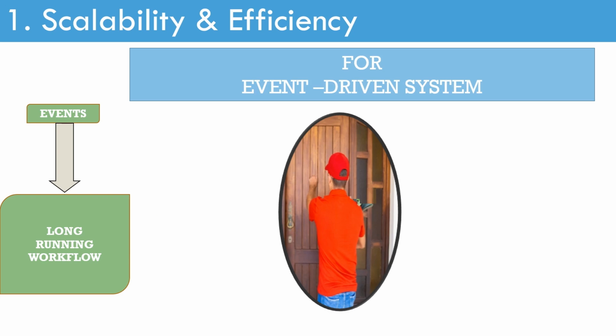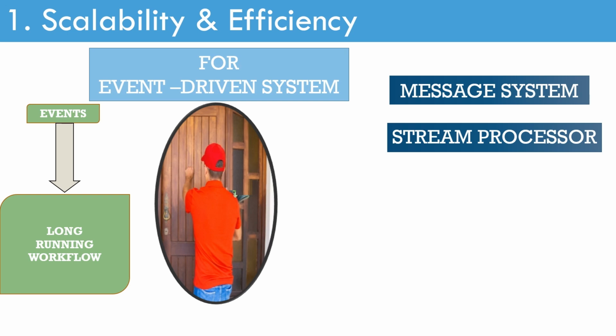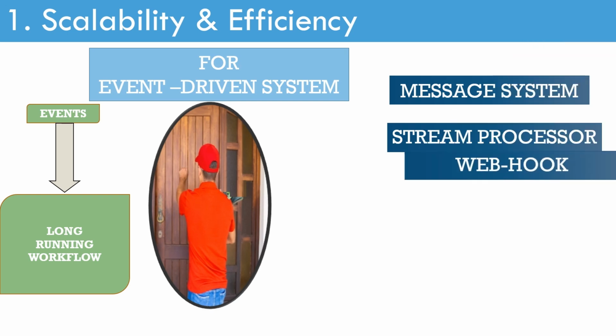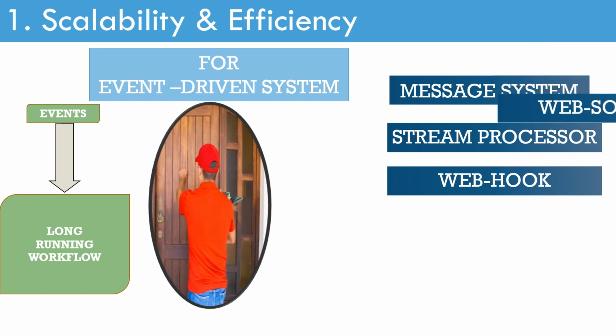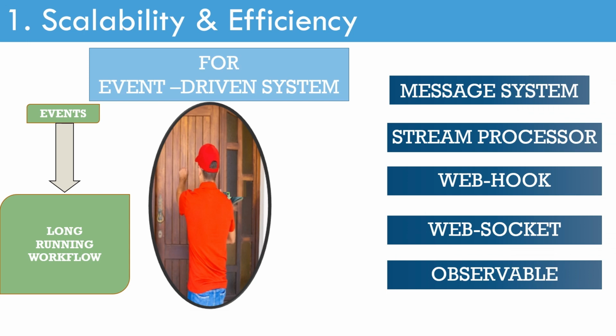In the message-driven systems, the act of the delivery boy can be done by a combination of message system plus stream processor to capture and process the incoming events. Webhooks or WebSockets can be used to notify the remote systems for their action. On the client side, we may use observables to receive the notifications. Well, this is a sample approach to show how an event-driven system works. But there can be a few variations as per our underlying system and framework.